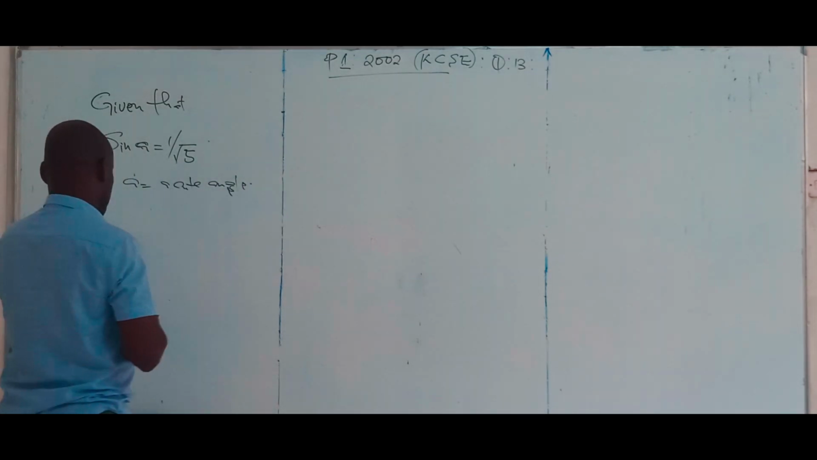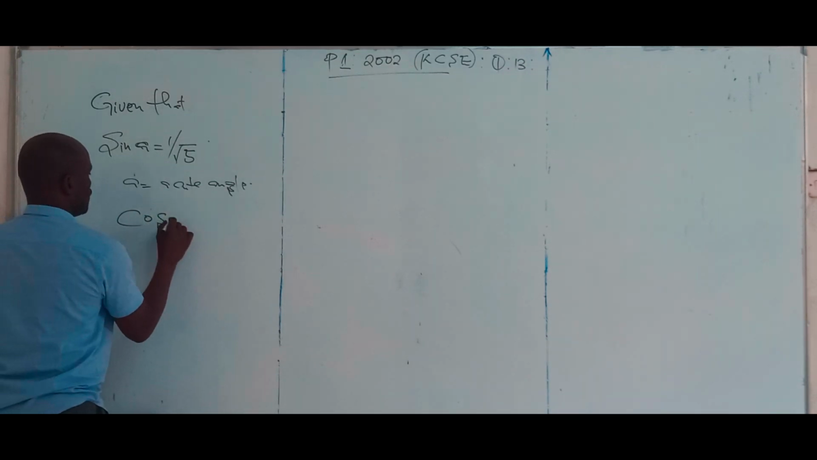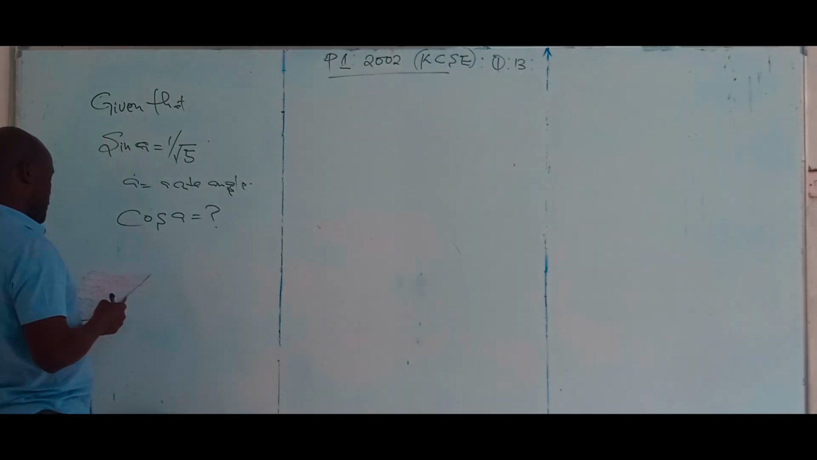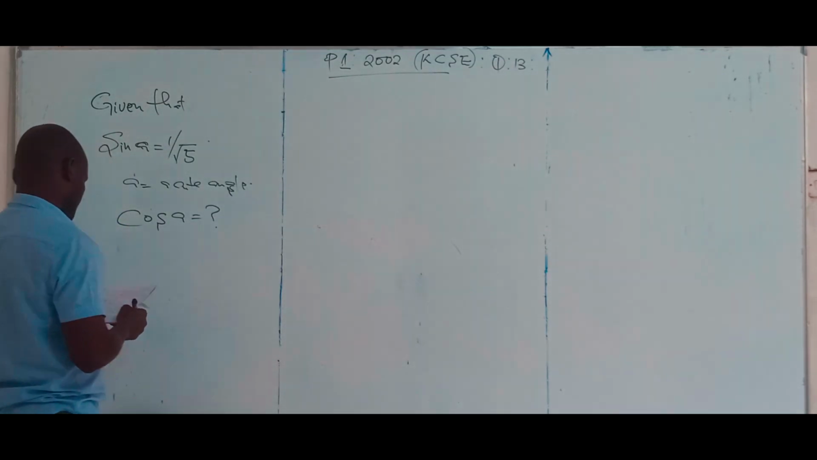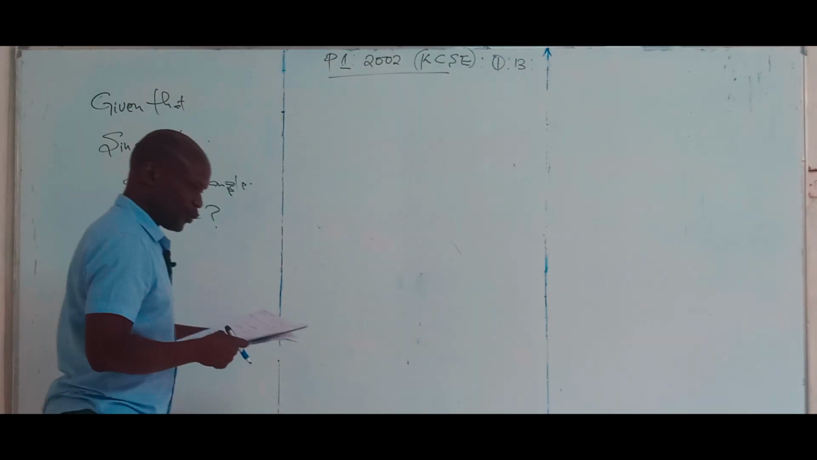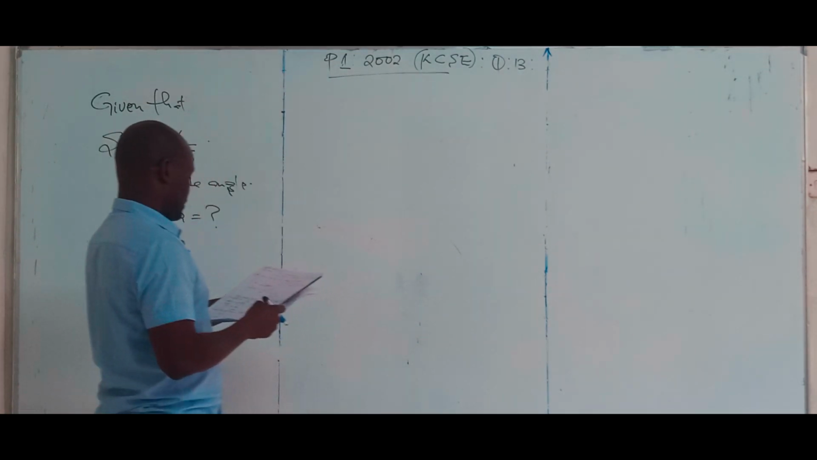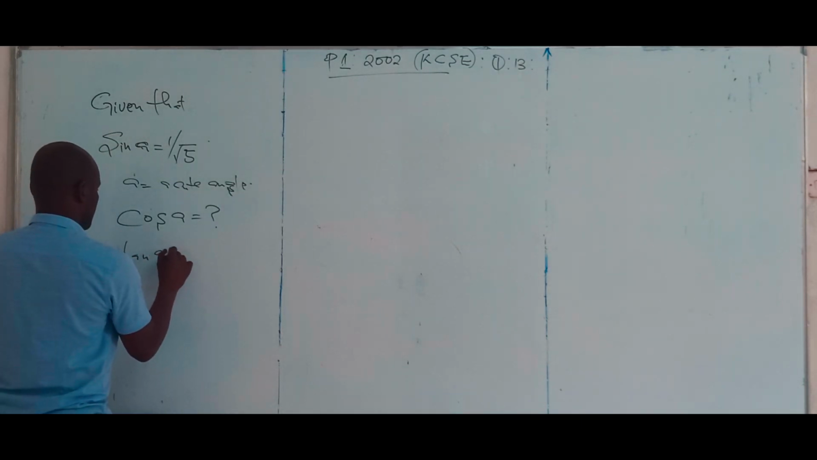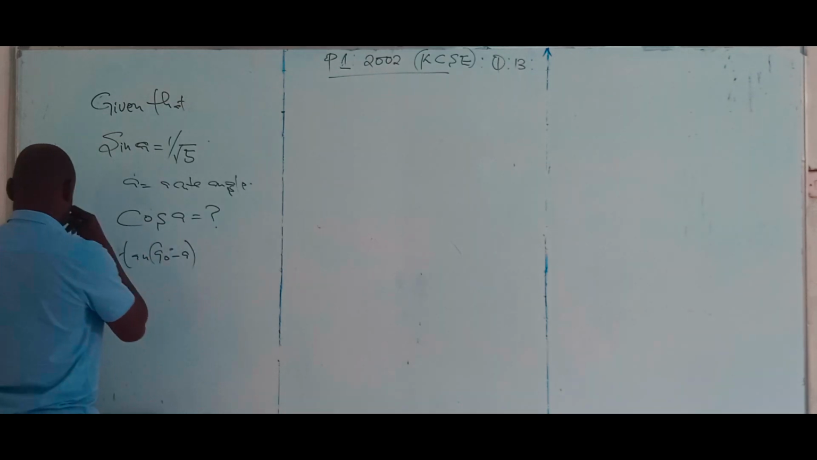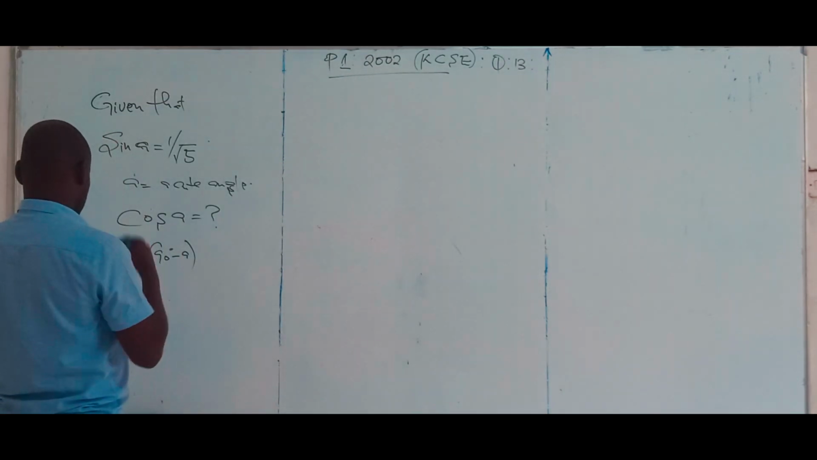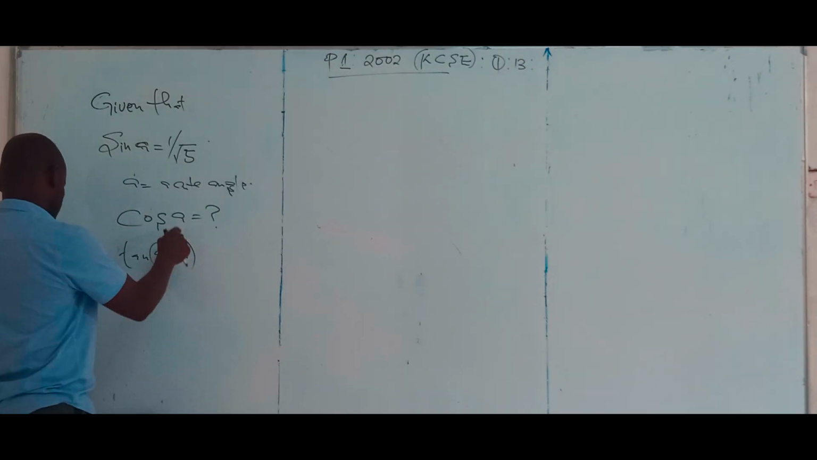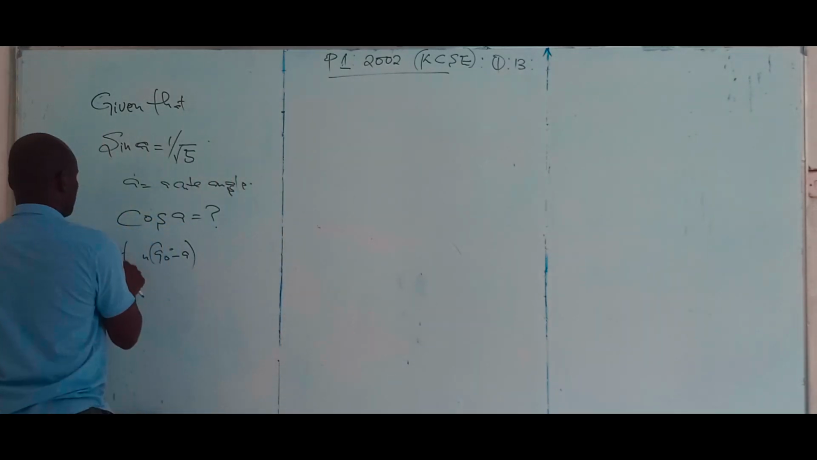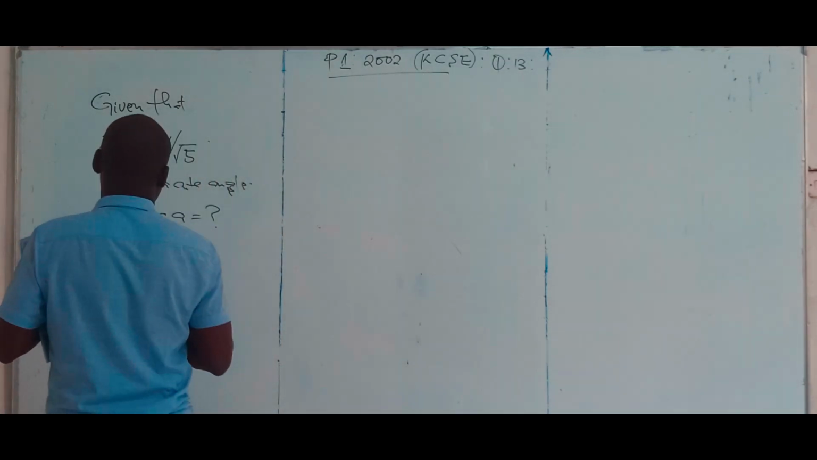Find without using tables cos of A in the form A root B, where A and B are rational numbers. And also find tan 90 degrees minus A. So you are asked to find tan 90 degrees minus A. Let's see how we can move to solve it.